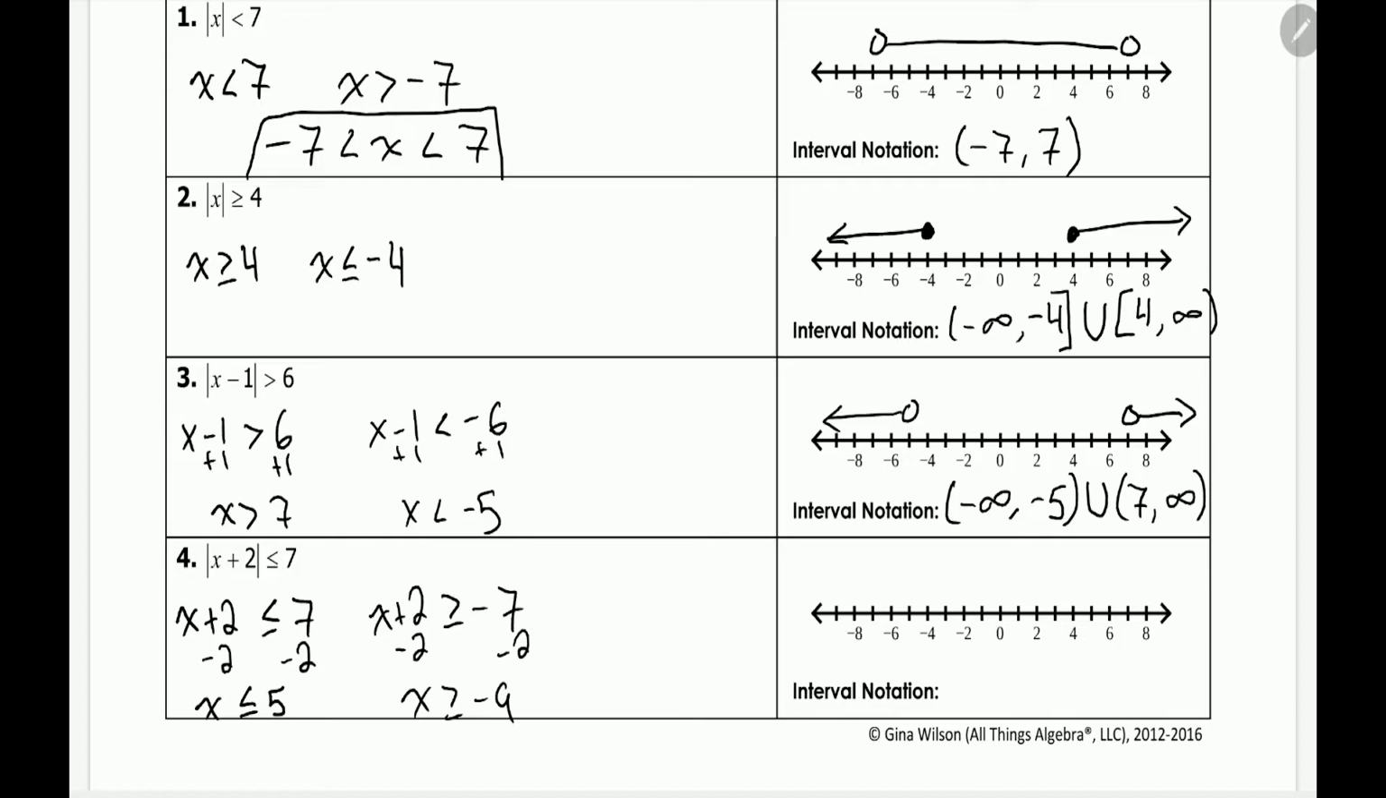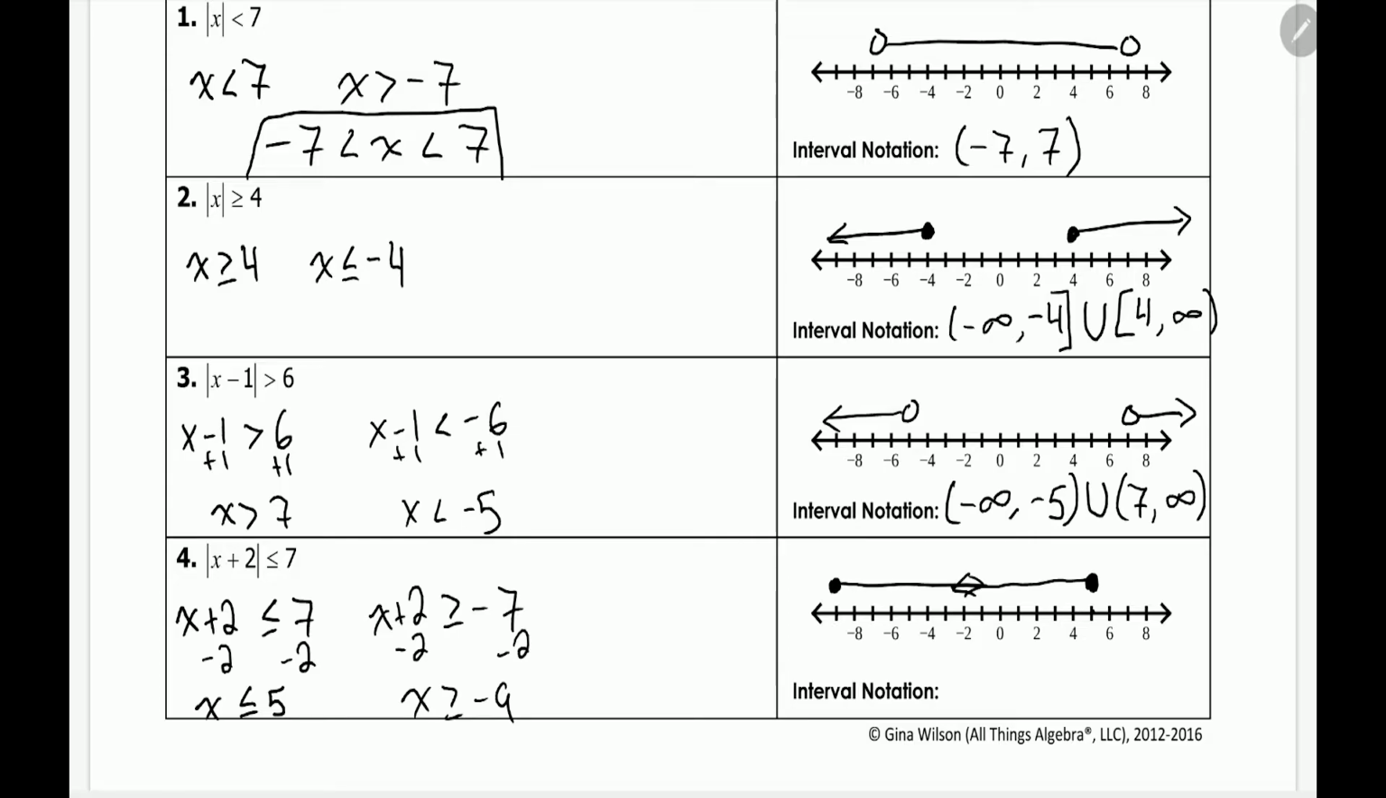Then we can go ahead and graph this. So we have x is less than or equal to 5. We go to 5. We have a closed circle. And the numbers that are less than or equal to are in this direction. That's the first one. So we have x is greater than or equal to negative 9. So we go to negative 9. We have a closed circle. And since we're looking for numbers that are greater than or equal to, we go to the right.